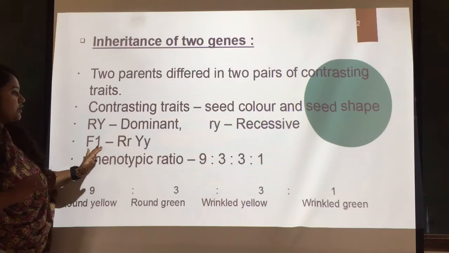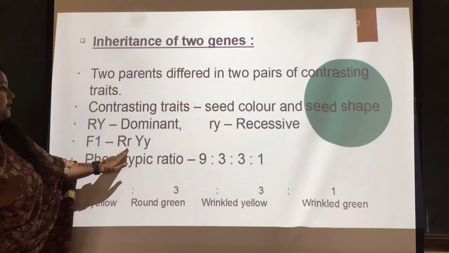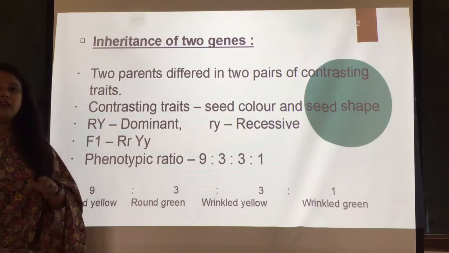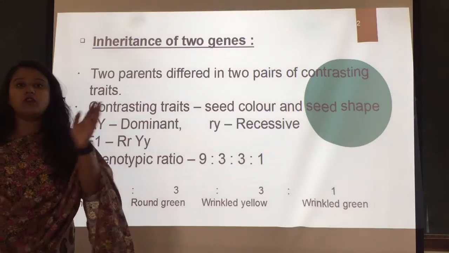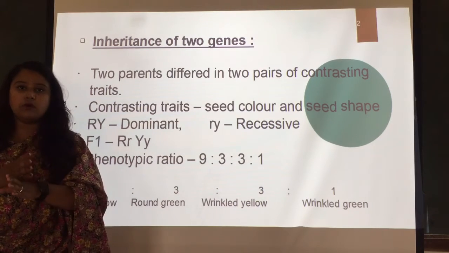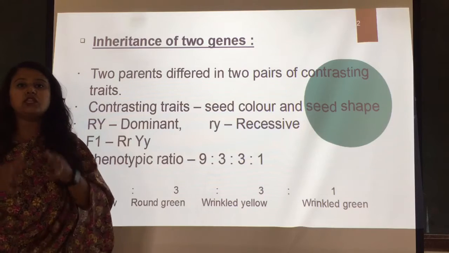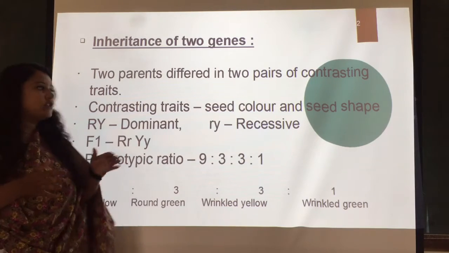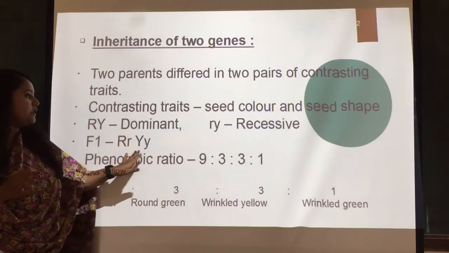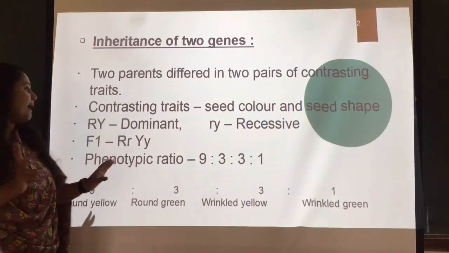In the F1 generation, what we are going to get is capital R, capital Y, small r, small y. That means when the parents are going for the crossing, the gametes are merging with each other, and when the gametes merge, they form the F1 generation, and that will be the combination of the two parents, right?